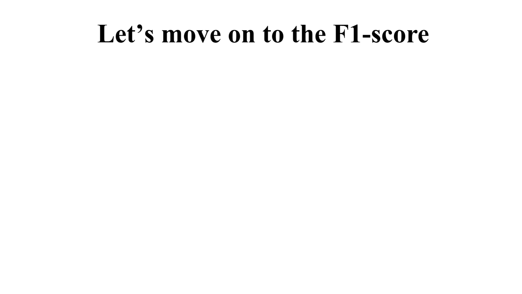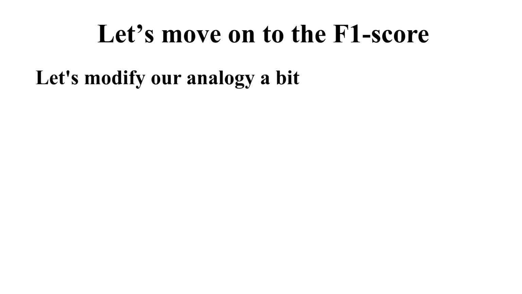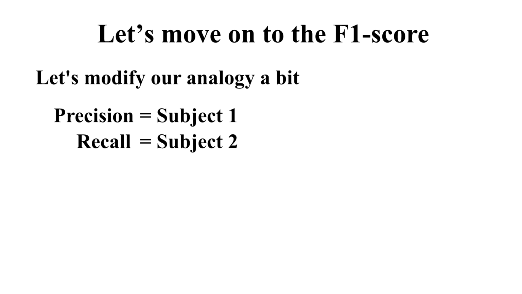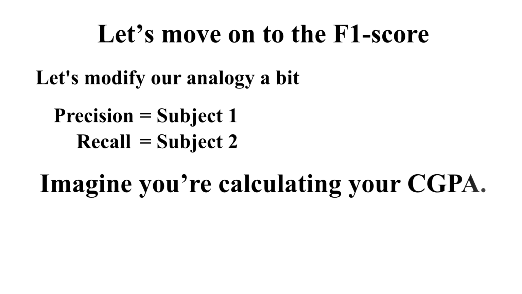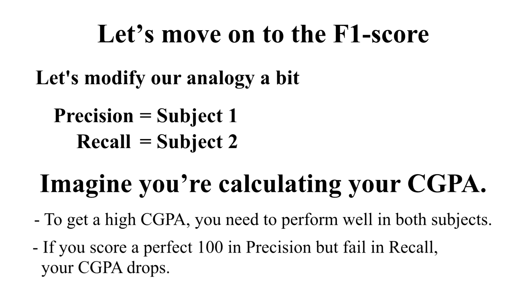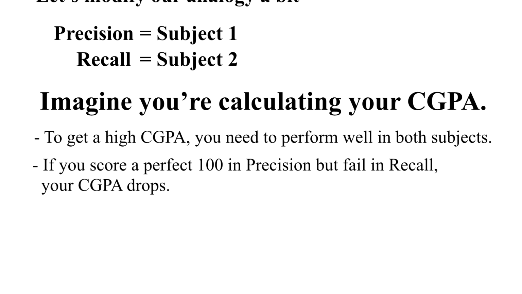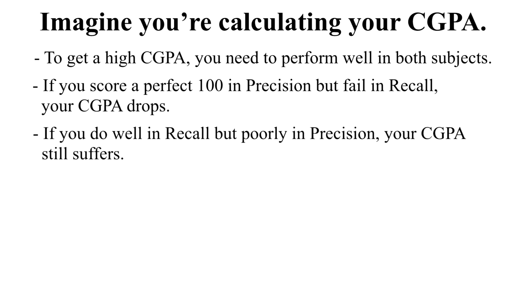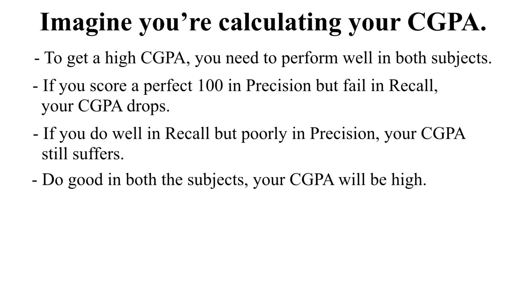Let us move on to the F1 score. To understand this, let us modify our analogy a bit. Let's say precision is like subject 1 and recall is like subject 2. Now, imagine you are calculating your CGPA. To get a high CGPA, you need to perform well in both the subjects. If you score a perfect 100 in precision but fail in recall, your CGPA drops. Likewise, if you do well in recall but poorly in precision, your CGPA still suffers. Only when you do well in both the subjects, your CGPA will be high.